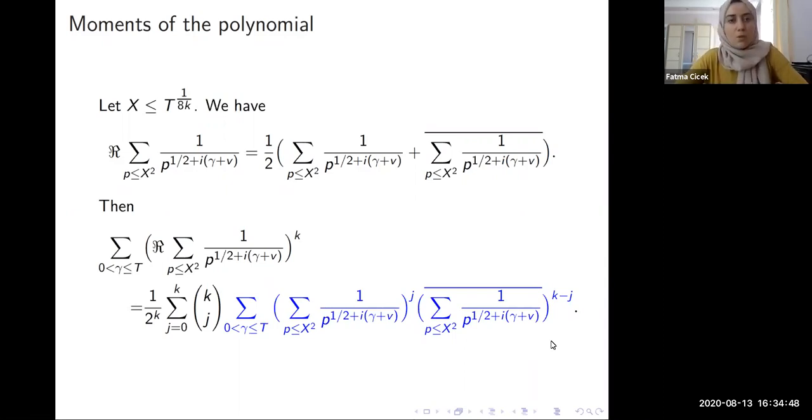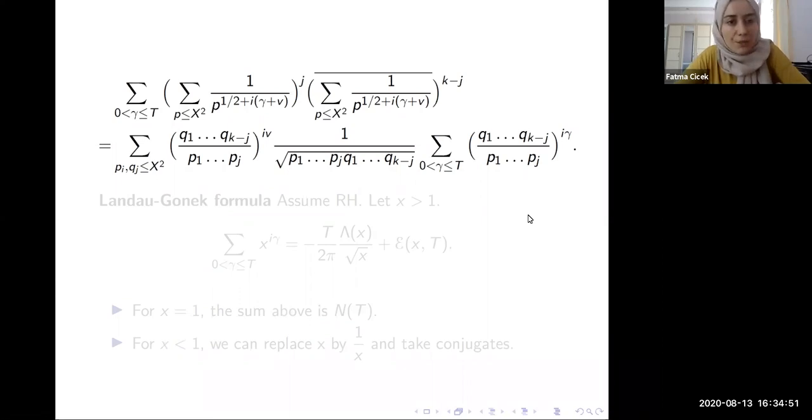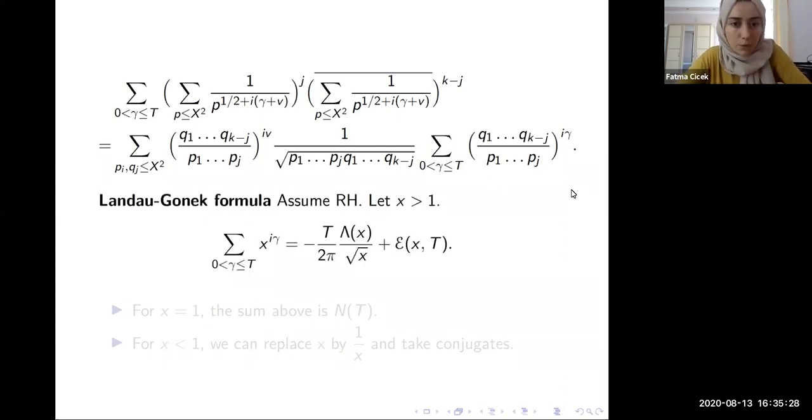Okay, so let's look at that term for each j. Once you expand these j power and the k minus j power, you will have some primes p_i and q_j. They don't have to be distinct. They're just a bunch of primes up to x to the 2. And the sum over gamma, when you collect the gamma terms, you will have the e to the i gamma of this ratio here. So how do we compute the sum over gamma that looks like this? That's by the so-called Landau-Gonek formula.